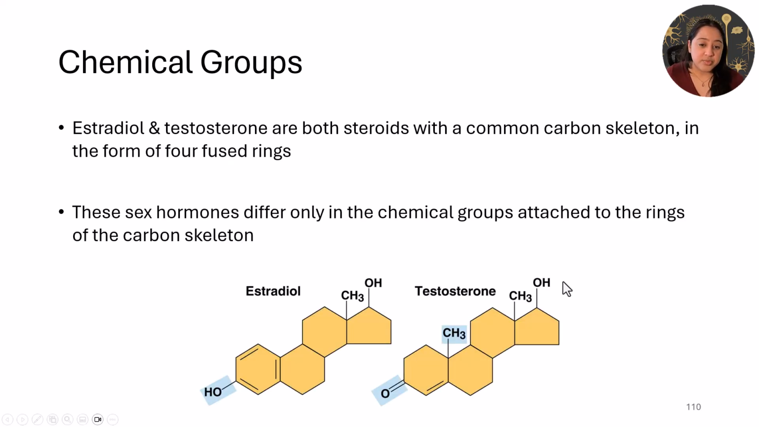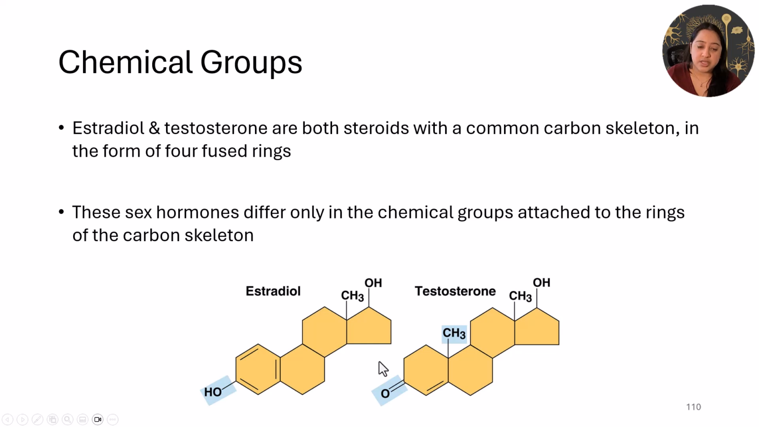So for example, two biologically important molecules are estradiol and testosterone. These molecules look really similar, right? This picture at the bottom shows that. They both have four fused rings. So their overall backbone is really similar, but they have two big differences.